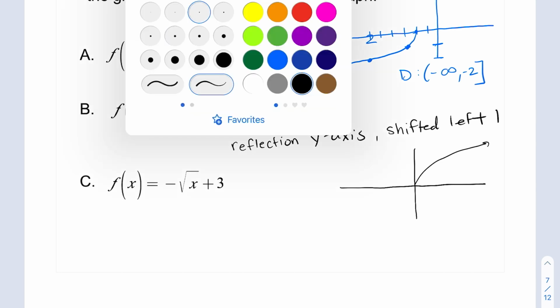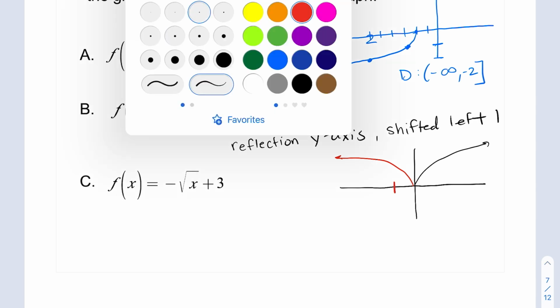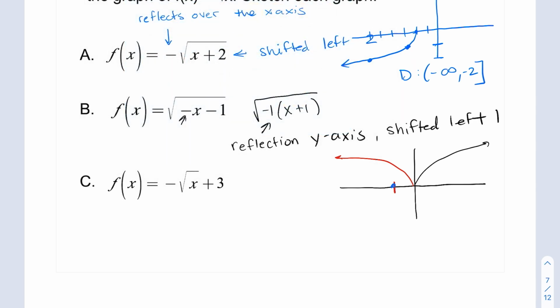So we have our graph, and now we're going to reflect it over the y-axis. So our point that was 1, 1 is going to be negative 1, 1. And our point that was positive 4, 2 will be negative 4, 2. Then we'll shift the graph to the left 1, and the point that was negative 1, 1 will be negative 2, 1, and the point that was negative 4, 2 will become negative 5, 2. And we'll have our 3 important points.